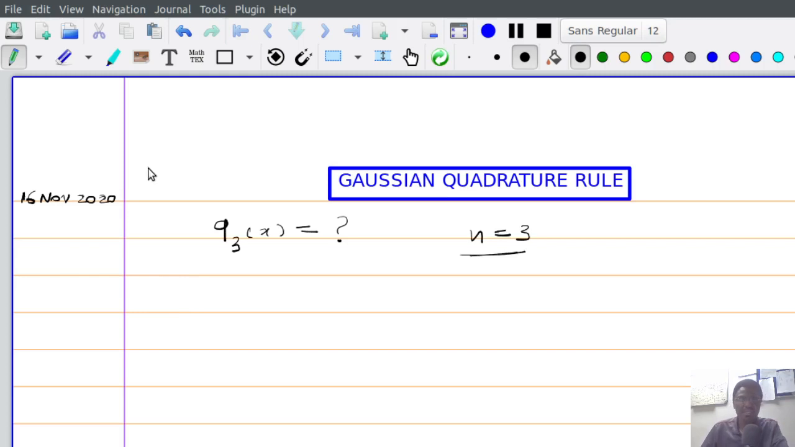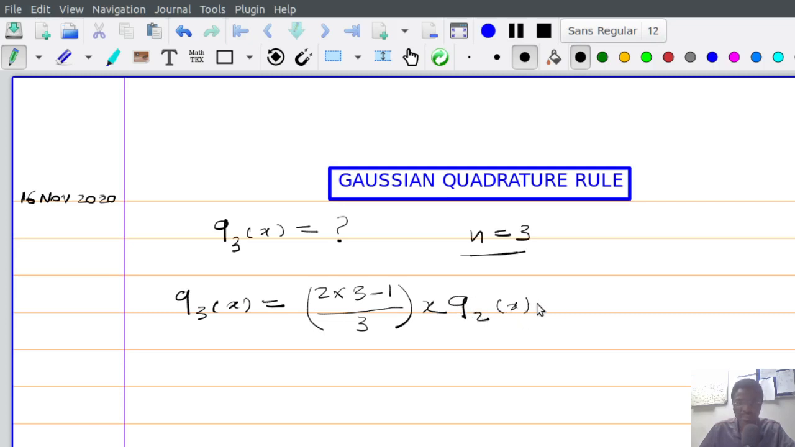We obtain that Q3(x) is equal to (2n minus 1) by n, which is (2 times 3 minus 1) by 3, into x Q2, because that's n minus 1, x, minus (n minus 1) by n again, which is (3 minus 1) by 3, into Q(n minus 2), that is 3 minus 2, 1.